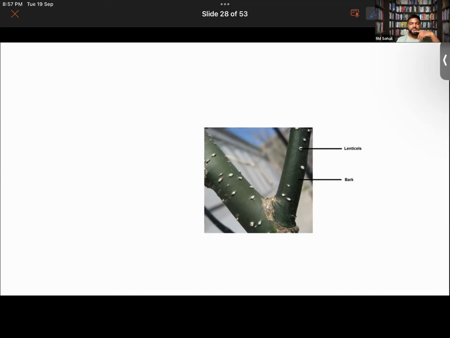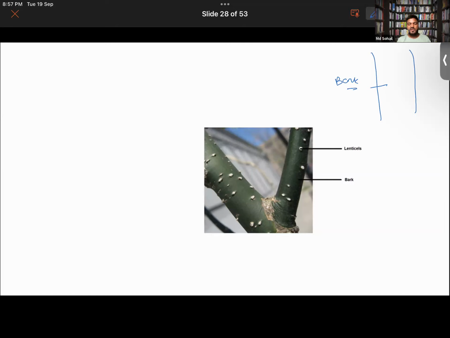Stems also have pores, but normally in plants that have a thick bark. For example, take the mango plant. If you look at the stem, it is not green, it is dark brown and basically covered by dark cells. That is the bark. So how will they be performing?